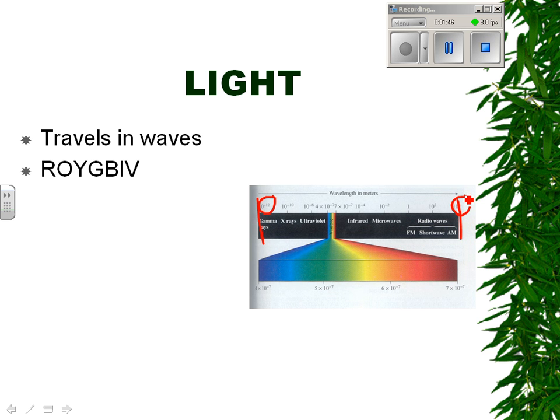The part of the spectrum that our eyes are sensitive to is a very small part, between 0.0000001 and about 0.0000007 meters in wavelength. In centimeters and millimeters, they'd be similarly tiny numbers. So these are really, really close together waves.